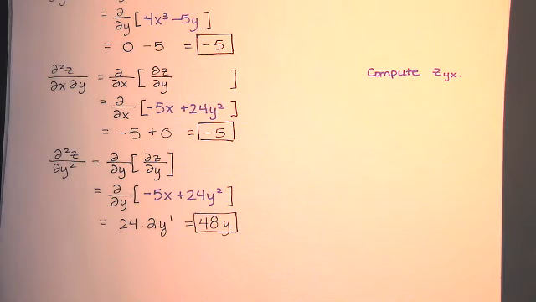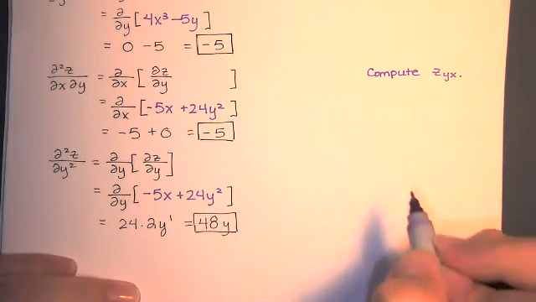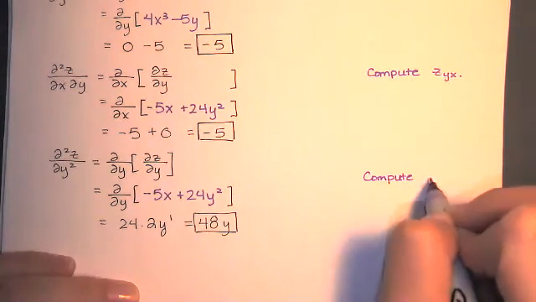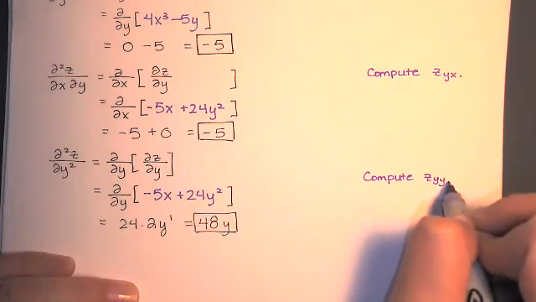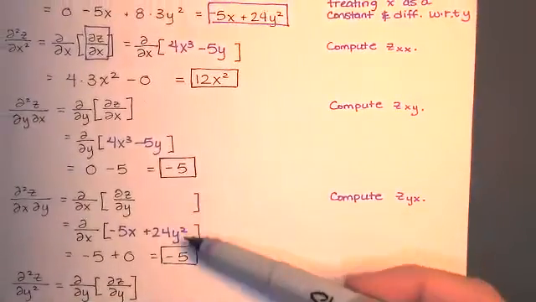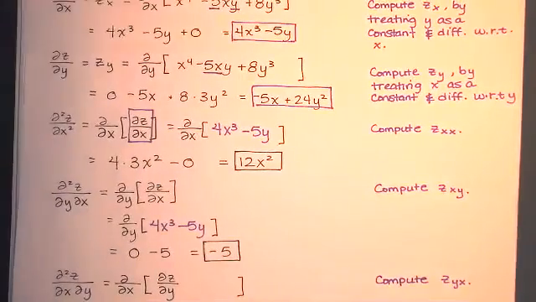And that's it. Those are our 4 second partial derivatives. So I've got my second partial with respect to y, the 2 mixed partials, and then the partial with respect to x.